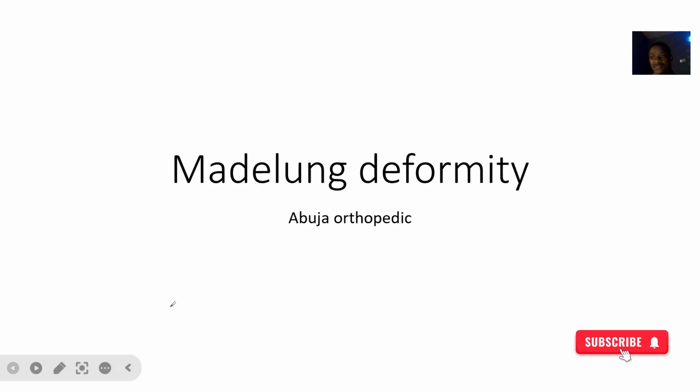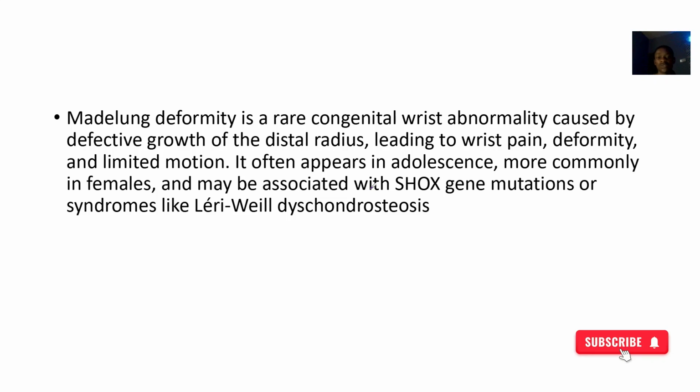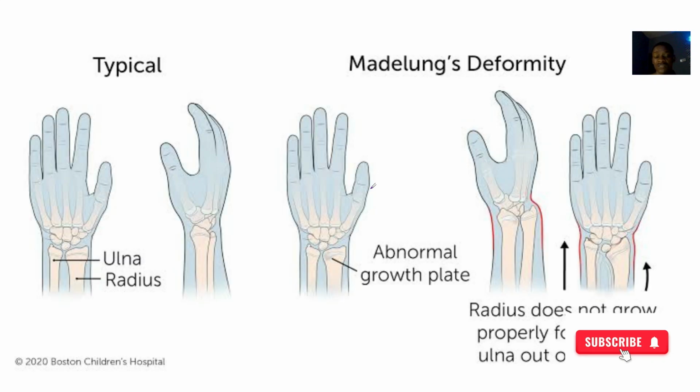Now we'll look at another deformity, which we'll get to make some sense out of. This is what is known as the Madelung deformity. Madelung deformity. Okay? So if you have Madelung, you feel like it's something that has to do with the lung. No, it's actually hand stuff. So it's a rare congenital wrist abnormality, and it's caused by what? Defective growth of the distal radius.